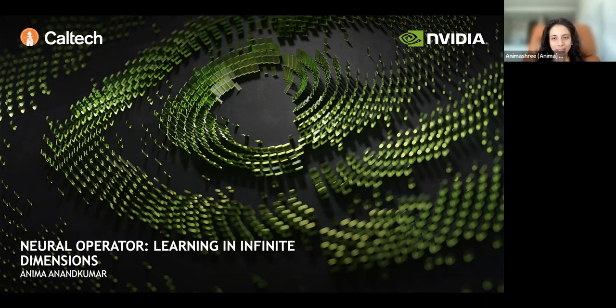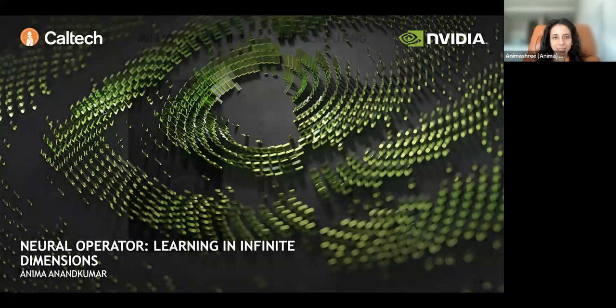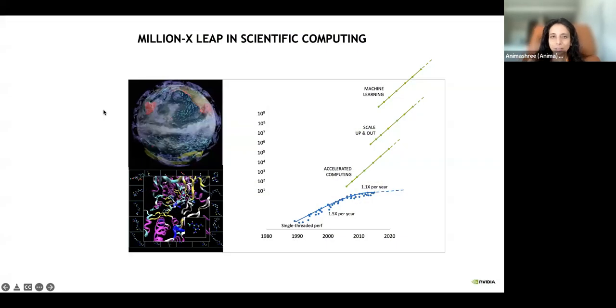So the broad theme that I want to start with is that there is a huge promise for using machine learning in scientific computing. And it's almost a necessity, because if we think about our current methods that use numerical solvers, there is a big gap between the computing available today and the nature of problems we want to solve.